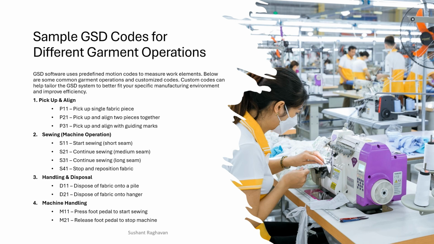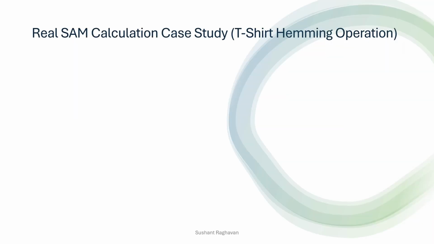Handling and disposal. D11, dispose of fabric onto a pile. D21, dispose of fabric onto hanger. Machine handling. M11, press foot pedal to start sewing. M21, release foot pedal to stop machine.